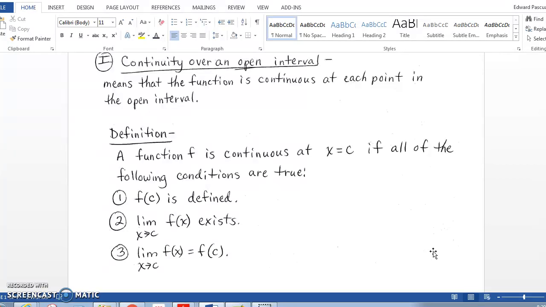A function f is continuous at x equals c if all of the following conditions are true. 1. f of c is defined. 2. The limit of f of x as x approaches c exists. And 3. The limit of f of x as x approaches c is equal to f of c. And this c value, x equals c, is that possible discontinuity, a possible value in the function where it can be discontinuous.